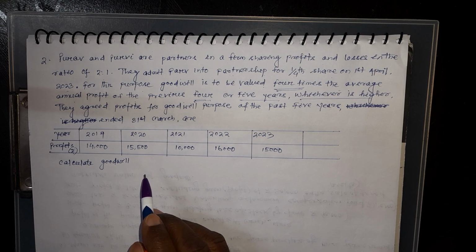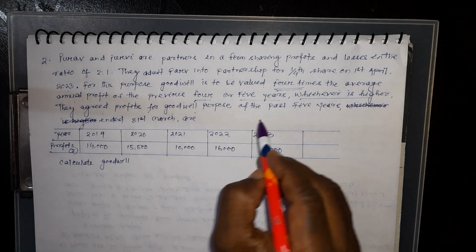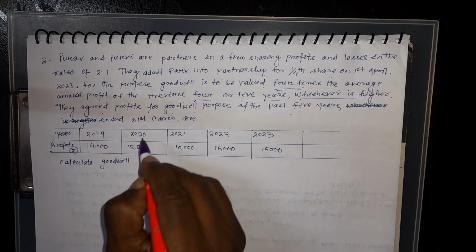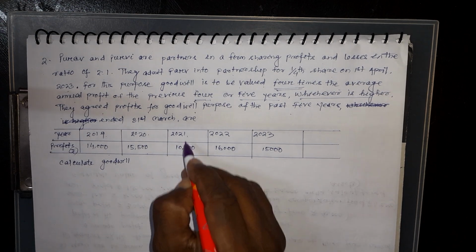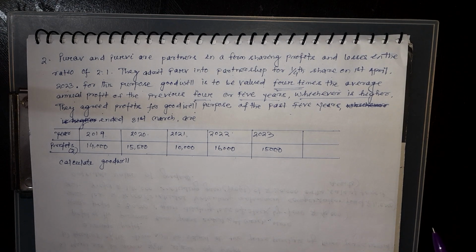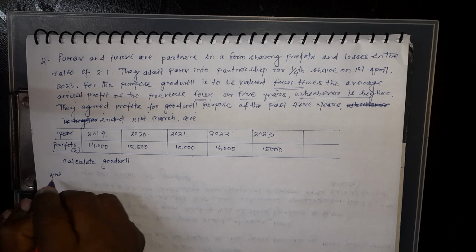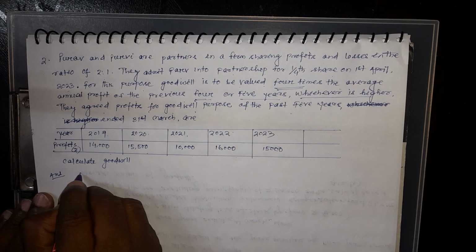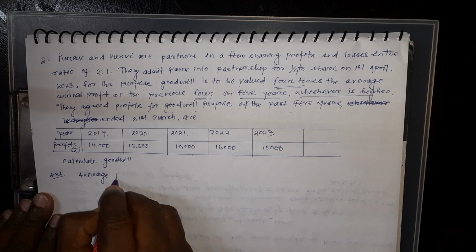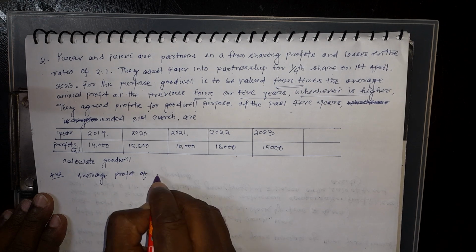Here it is written that the profits of the past 5 years for goodwill purposes are given: 2019, 14,000, 2020, 15,500, 2021, 10,000, 2022, 16,000, 2023, 15,000. So first we will calculate the average profit of the past 4 years.